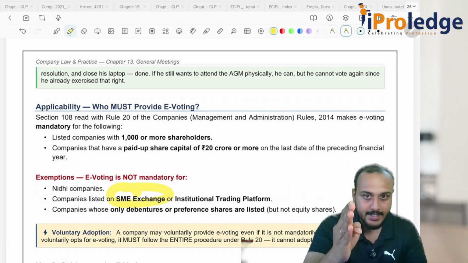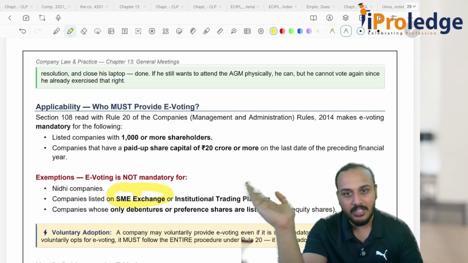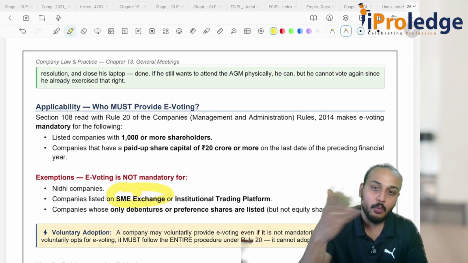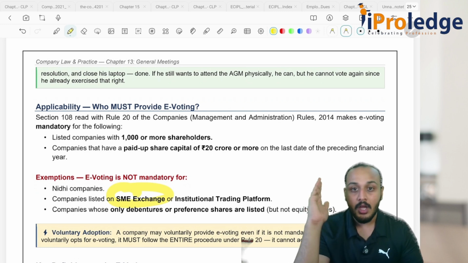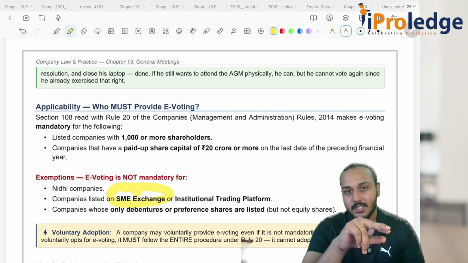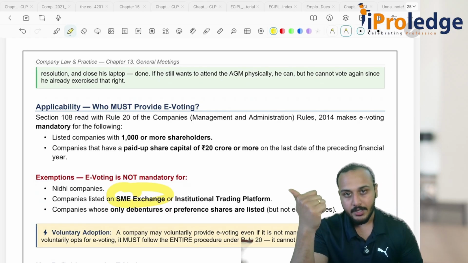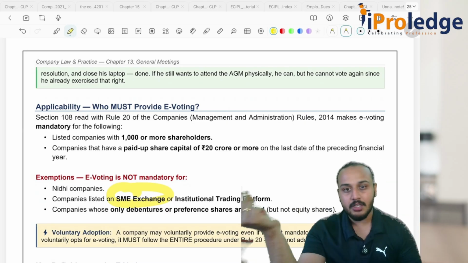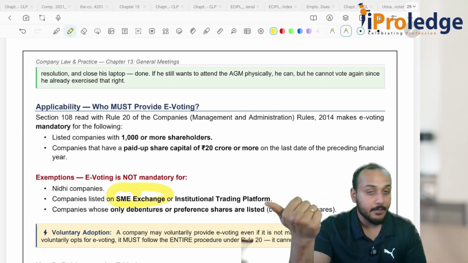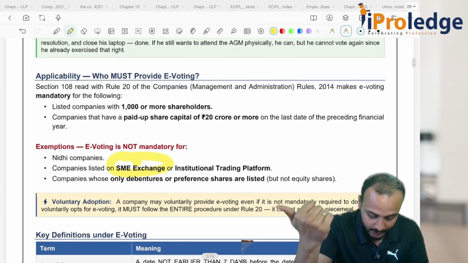Understand the difference. For SME exchange, it does not matter whether equity shares, preference shares, or debentures; you have the option, you may or may not provide the e-voting facility. But if you are listed on the main board and have issued equity shares, you will have to provide the e-voting facility, whereas for preference shares and debentures it is not mandatory. Okay, so the exemptions from e-voting are clear.